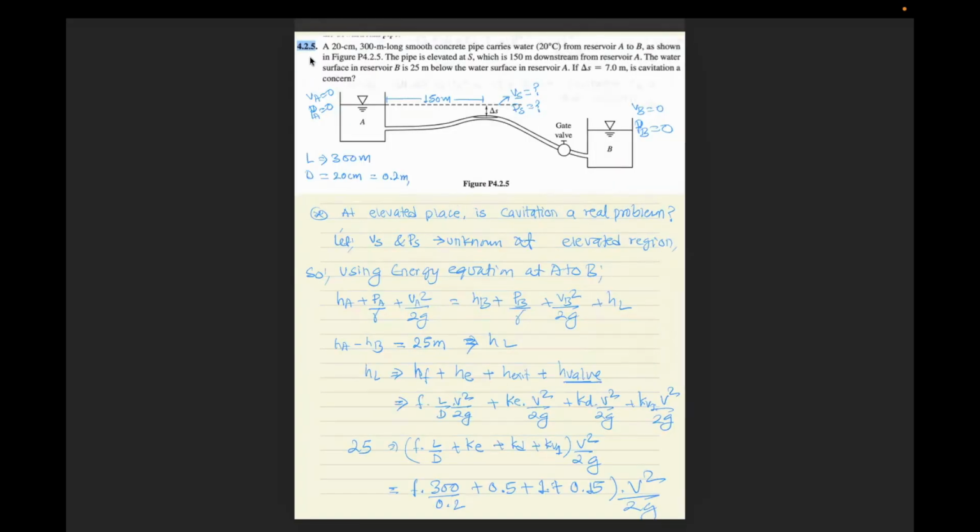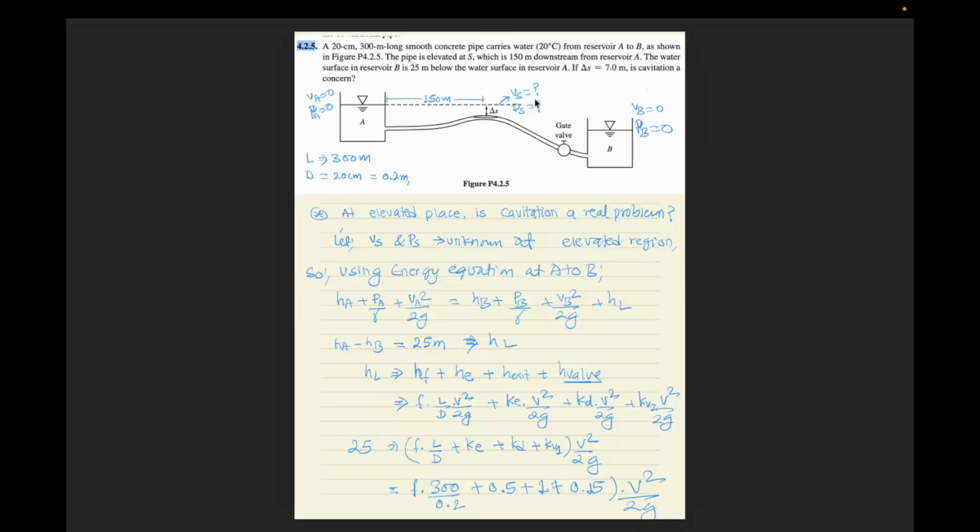Now let us jump into question number 4.2.5, and this is also similar to the previous one. It also asks us to find whether there is a cavitation problem or not. So here there are two reservoirs, and this is the place where the pipe is elevated for effective downstream flow of water, and the question asks us to find whether there is a cavitation problem.